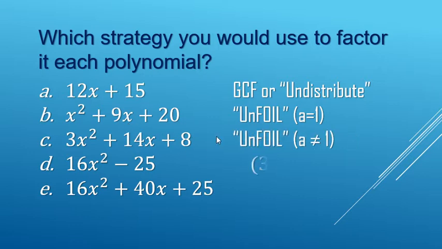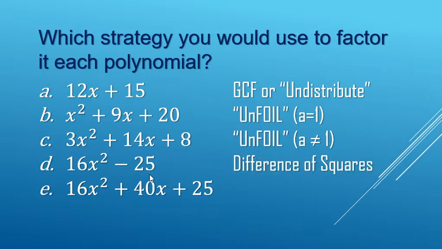Letter C is another example of unfoiling where the leading coefficient a is not 1. In other words, we have a number in front of the x squared. So a way of factoring this is starting with your parentheses, have 3x and x for your firsts, and then you'll use guess and check on the lasts with numbers that multiply to 8.